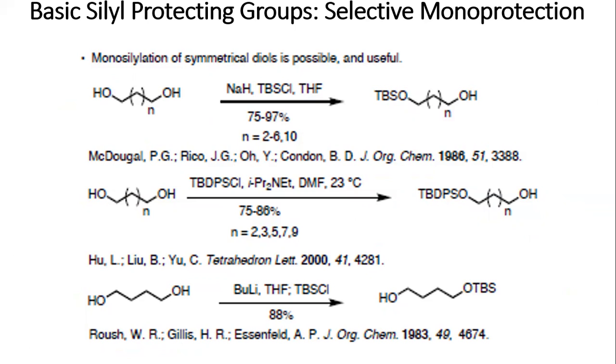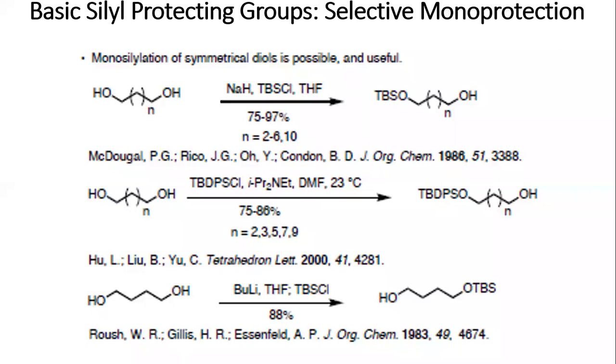So in this particular case, you can do monosilylation of symmetrical diols. And you see up top, you treat it with sodium hydride, and then you add TBS chloride, and one of those alcohols gets protected over the other. And again, very facile, very efficient reaction, 75 to 97% yield.